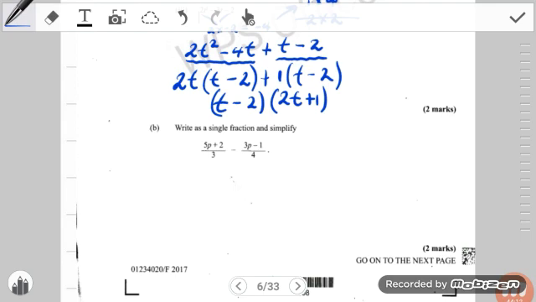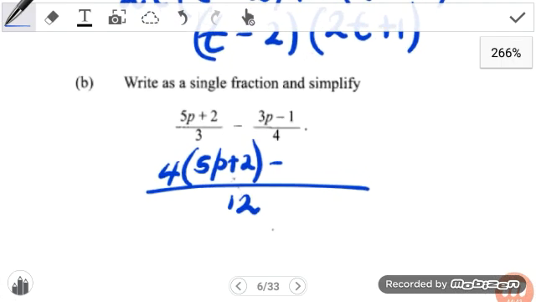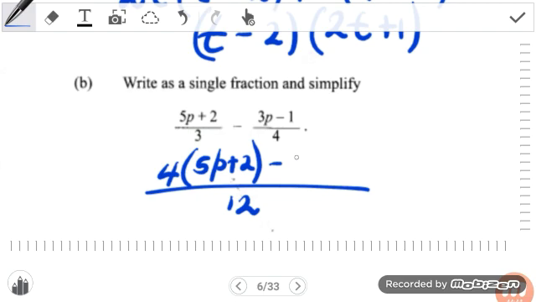It's a fraction, so we're just going to be finding our LCM here. Our LCM here is going to be 12. So 3 goes into 12 4 times. I'm going to write down that 4 here, open a bracket, and multiply the expression at the top by 4. I'm going to write our minus sign here, right? And 4 goes into 12 3 times, and 3 multiplies the expression at the top, which is 3p minus 1.